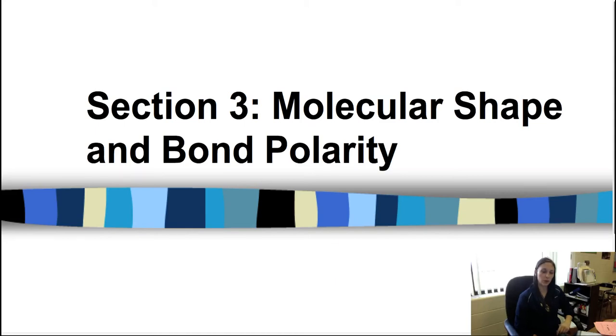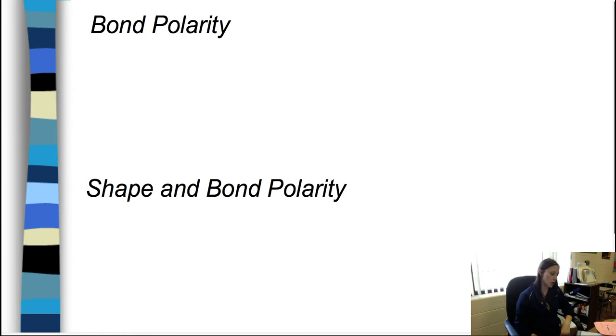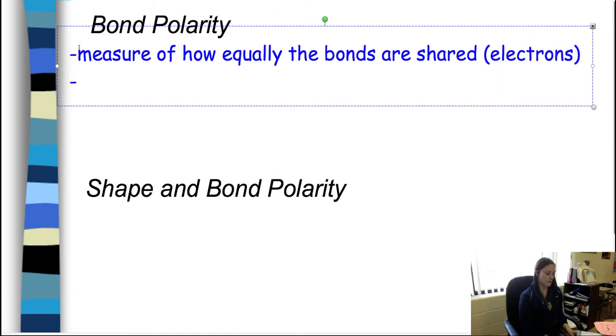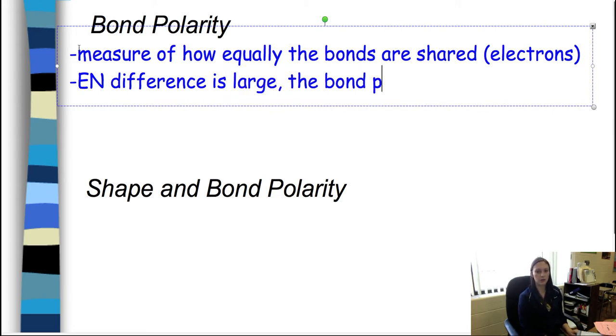In this third section, we're going to look at polarity and how that goes along with your molecular shape in VSEPR. Okay, bond polarity is a measure of how equally the bonds are shared. And when we're talking about sharing, we're dealing with the electrons. If the electronegativity difference is large, the bond polarity is large.